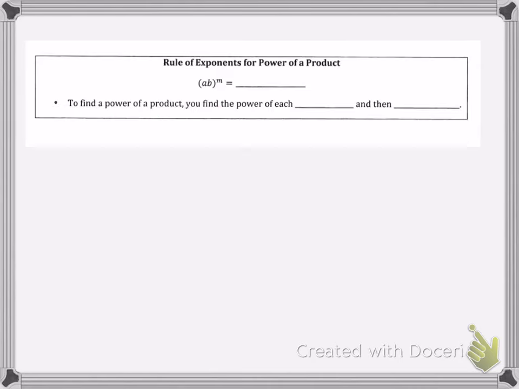Now looking at another rule, if you're looking at the power of a product, we kind of just addressed that a little bit. What happens is you distribute the power to each of these bases, so each of them gets the power of m, so a to the m times b to the m, and that is going to be filling in the blanks there. To find a power of a product, you find the power of each factor, kind of the building blocks of a multiplication problem, and then you multiply.